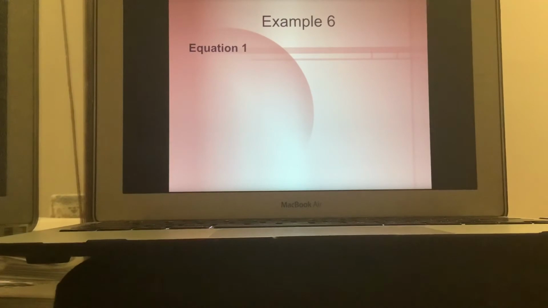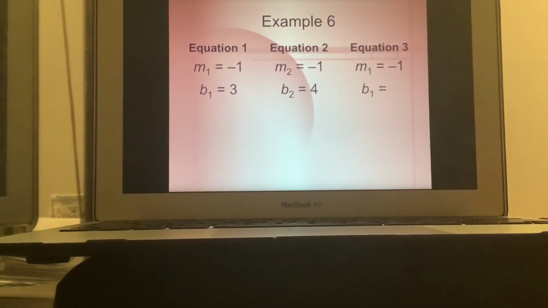All right, now take a look at example 6. Example 6 lists 3 different equations. Equation number 1 is 3y equals negative 3x plus 9. Your second equation is x plus y equals 4. And the third equation is negative 6x equals 6y minus 24.